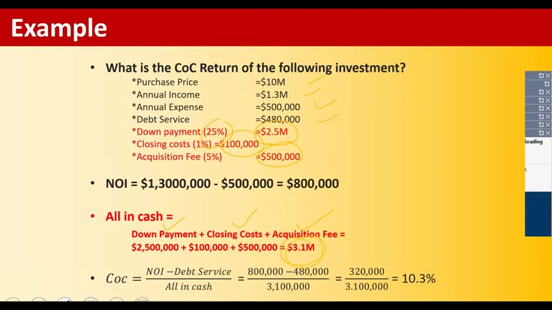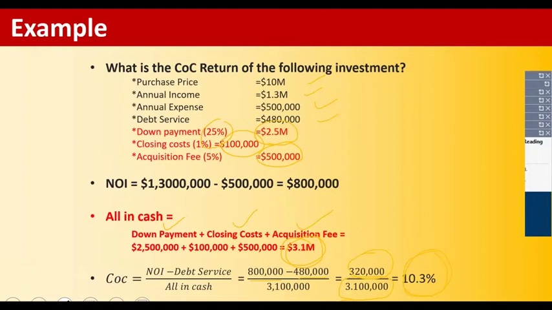So to calculate your cash on cash return, you would go back to that NOI, 800,000, minus debt service, which is $320,000. And then below that, you would have the 3.1 million. Well, your cash on cash return, also known as simple cash return for this property, is 10.3%.